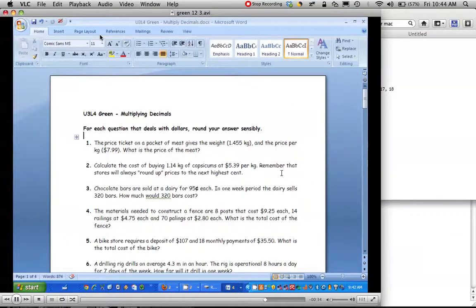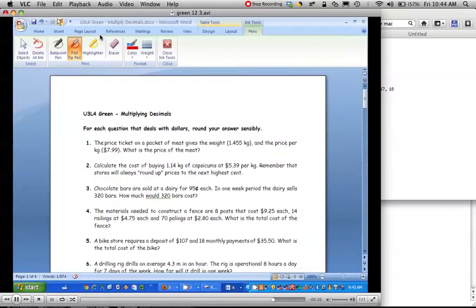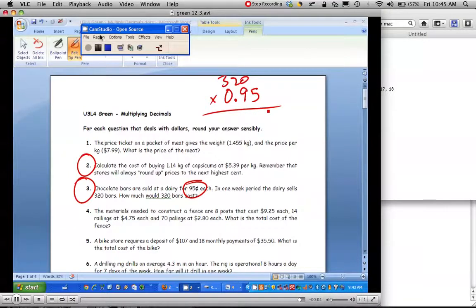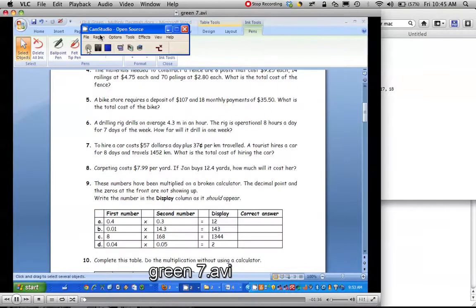And so basically, for number 2 and 3, it's the very same thing. The only trick on number 3 is when it says 95 cents. 95 cents I would have to write as a decimal. And how would I write 95 cents as a decimal? That's right, 0.95. Okay, so you multiply them out, you get your answer, you put it to the next hundredth, and that's how you deal with costs and money in dollars. Okay, let's move on to the next problem now and see what we get.